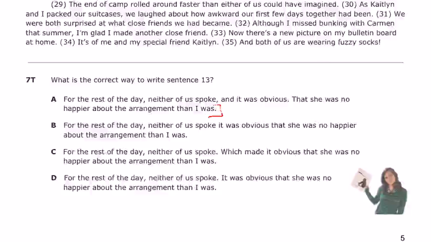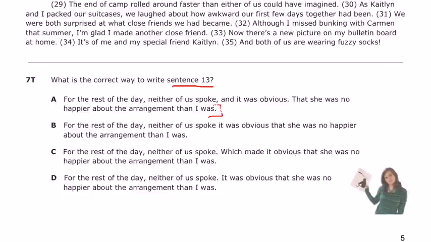Question 7 is an editing question that's testing your knowledge of sentence boundaries, which is just a fancy way of saying, do you know where to end a sentence and what combinations of words can be included or treated as a sentence by itself? So the question says, what is the correct way to write sentence 13?